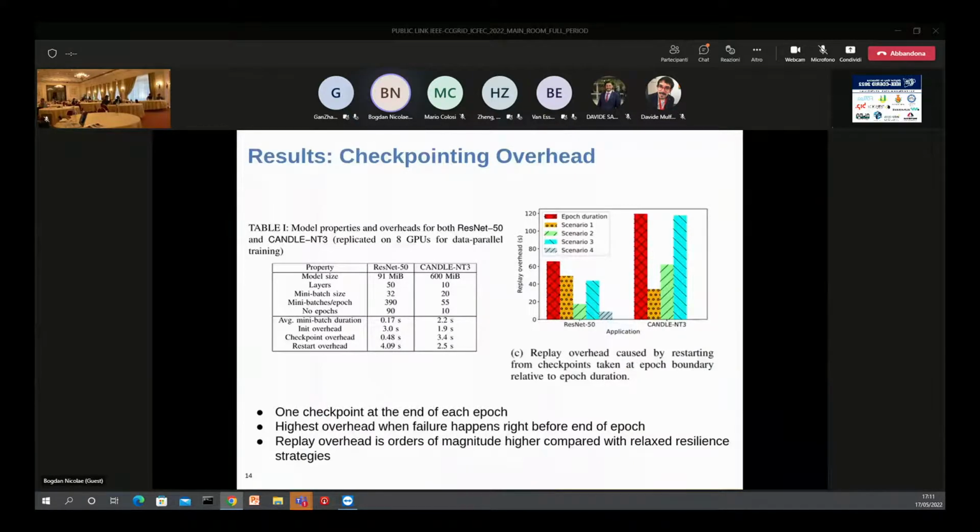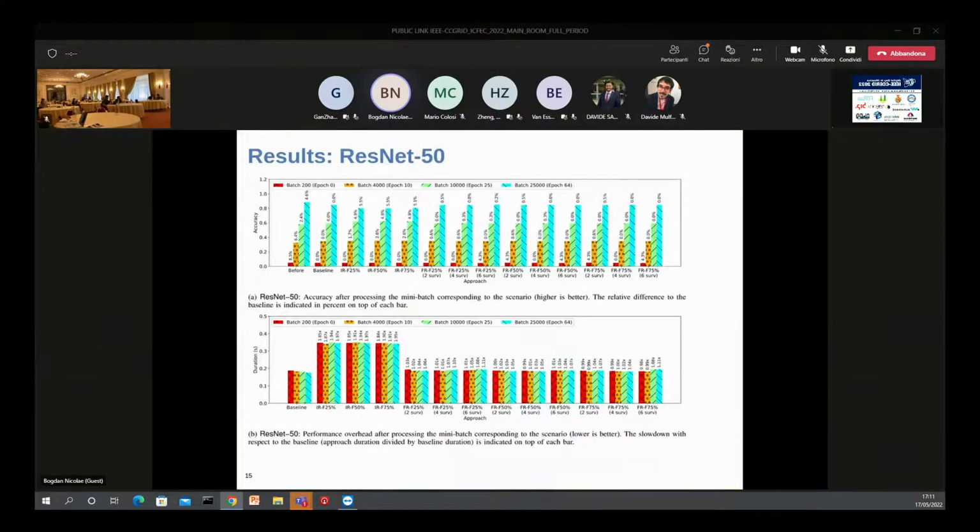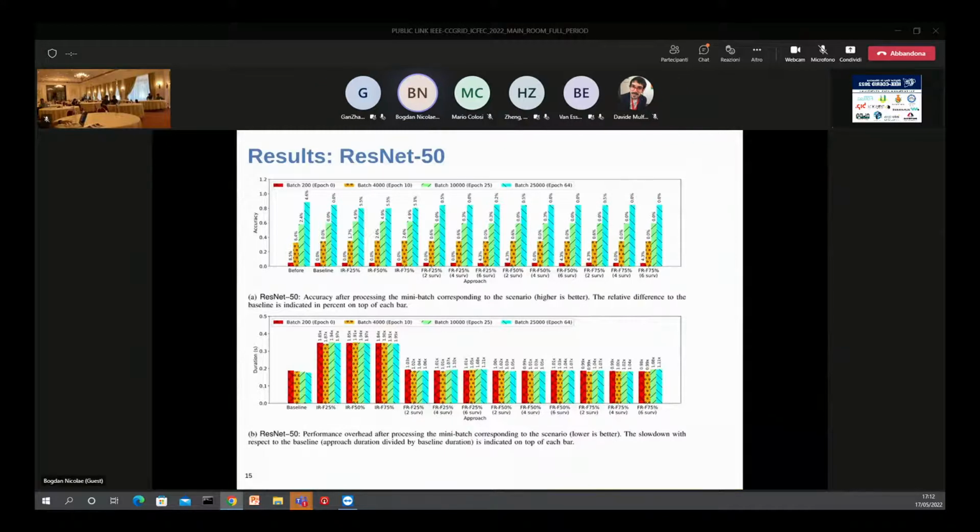These graphs represent the accuracy on the top and the duration of the iteration on the bottom. With respect to accuracy, we have the absolute values, the height of the bars, and then the relative values to the baseline, so the run of the iteration in failure-free mode. And these are the percentages on top of the bars, right? So "before" represents the iteration right before the iteration during which we simulate a failure.